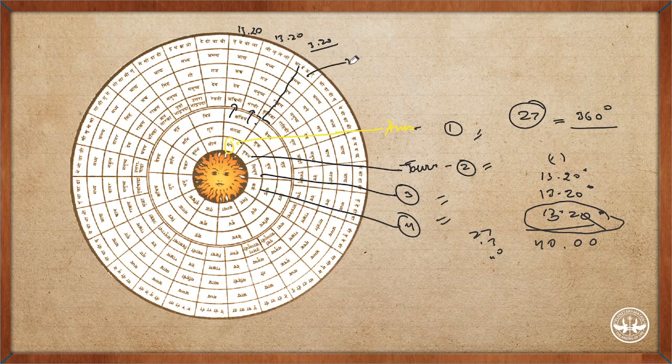This part is 10 degrees. Why? Because if you subtract 13 degrees 20 minutes, 13 degrees with this and 20 minutes with this, you will get 10 degrees over here. The rest is 10 degrees. So this is how they were allocated.